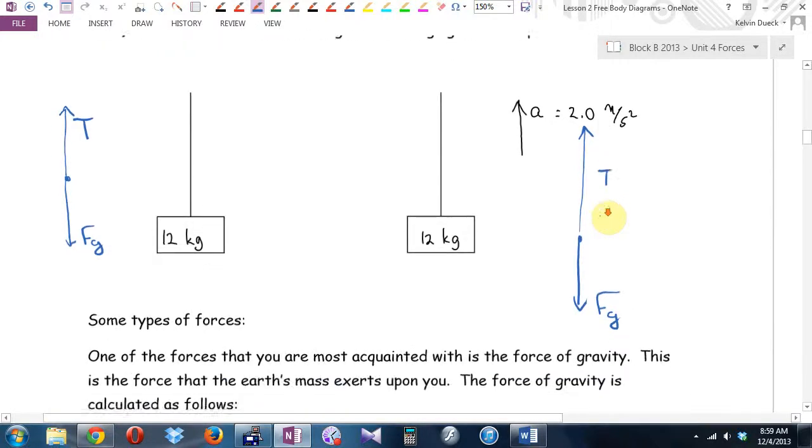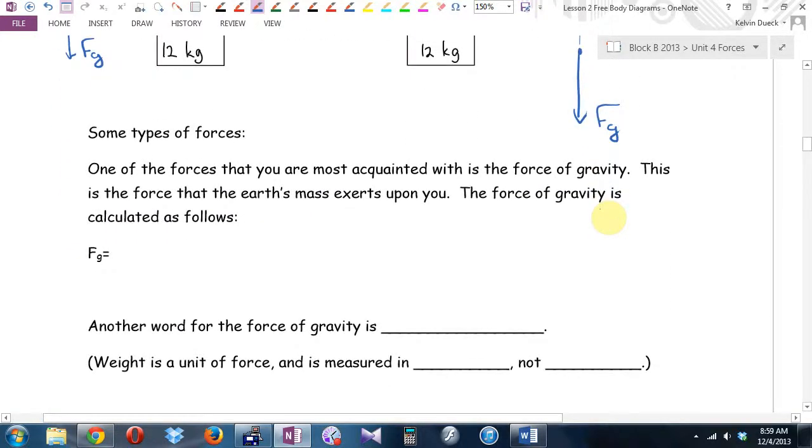Some types of forces. So one of the forces that you're most acquainted with is the force of gravity. This is the force of the Earth's mass that it exerts on you. Force of gravity is calculated as follows. First of all, F equals what? What's our equation that we've been using so far? F equals ma, but we have a special symbol that we've been using for the acceleration due to gravity. We often write it like this, mg, where g is what? Yeah, which is what? 9.8.